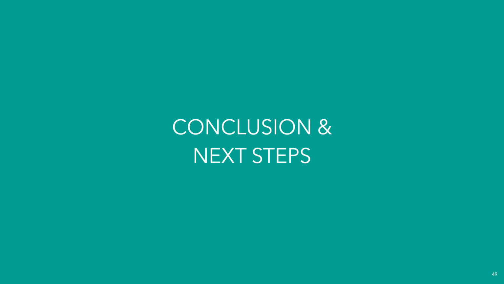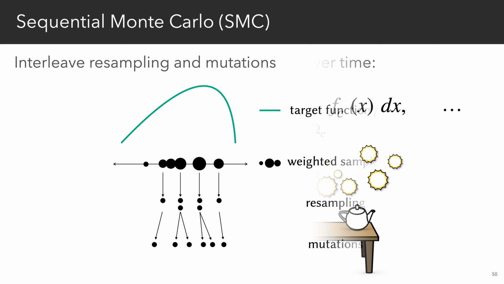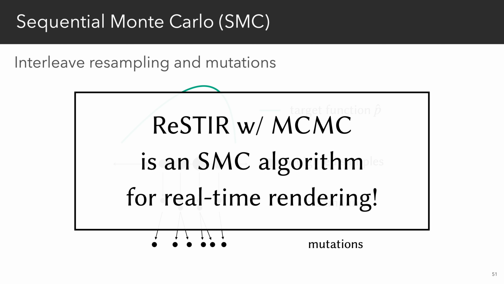Okay, so the key takeaway is that for problems with changing but correlated integrals, such as real-time rendering, it's often beneficial to apply resampling and mutations in conjunction to evolve sample populations. This is not a new idea. In the broader statistics and machine learning literature, sequential Monte Carlo is a popular family of sampling techniques that combine resampling and mutations. Our work situates ReSTIR as a particular type of SMC algorithm applied to real-time rendering, and it opens the door to porting further improvements from statistics and machine learning.